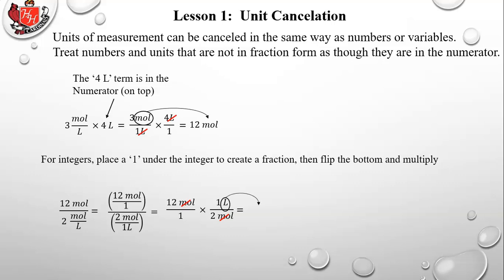And so now what you do is multiply everything on the top and divide by everything on the bottom. So on your calculator, what you would type in is 12 times 1 divided by 1 divided by 2. Multiply everything on the top, divide everything on the bottom. And what we get there is 12 over 2 is 6 liters. That would be your final answer there.